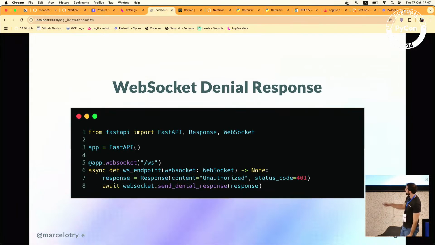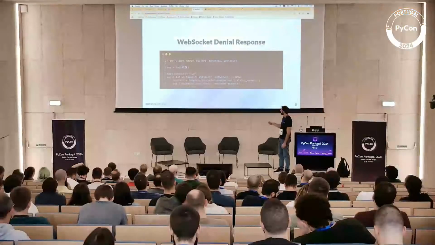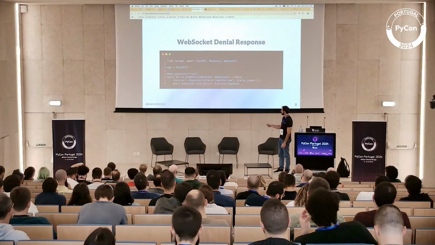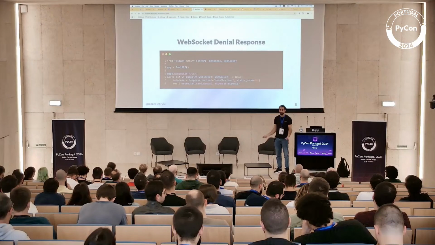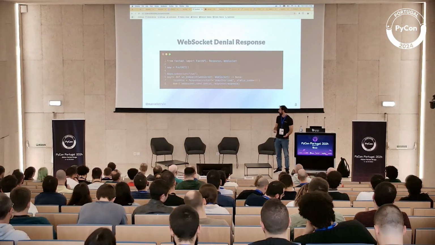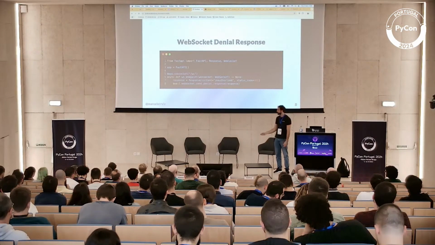So now you can do this. You can do this with FastAPI. This has been possible for, I don't know, 3 months or something. So you can define a response, and you can define what you want to send. So instead of 403, I want to send 401. So I do this, define a response, and I send it back with WebSocket send denial response. Okay? So that's useful when you want to send back a response and not accept the WebSocket connection.